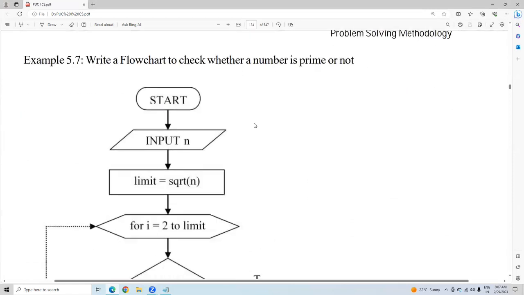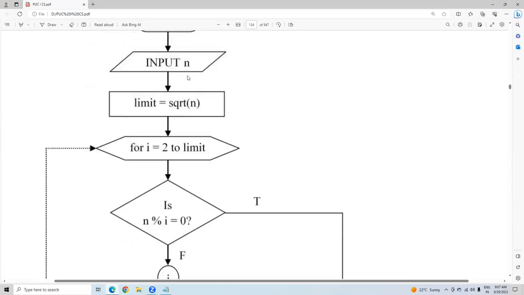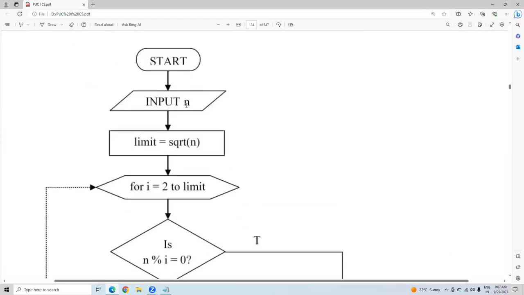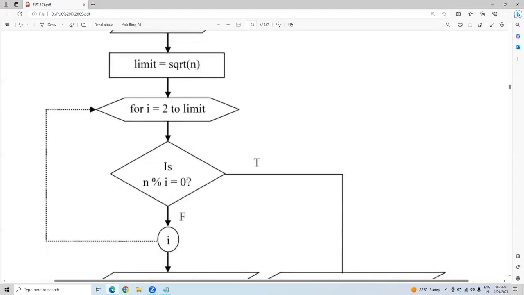Then the flowchart to check whether the number is prime or not. Once again, to check whether it is prime or not, you must know the manual procedure. First, you need to say start, input n, limit equal to square root of n. First, they are calculating the square root of n. Then they are taking something called a for, which is for repetition.